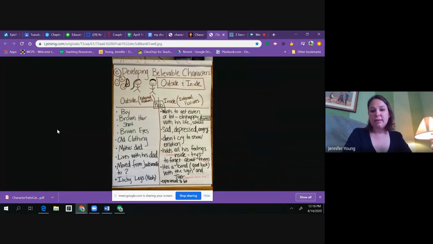All right, so on the outside, or the external side for Rob, we knew that he's a boy, brown short hair, brown eyes. He wore old clothes. We know that his mother had died. He lives with his dad, and he has that rash on his legs. If we took a look at the internal traits on the inside, we knew that he was sad, depressed, angry. He didn't like school. He didn't cry. He held all of his emotions inside that imaginary suitcase. He wouldn't let them go. He didn't want to think about those feelings. And we knew he had a bond, that special bond with the tiger. He saw that tiger as good luck. So all those would be internal.